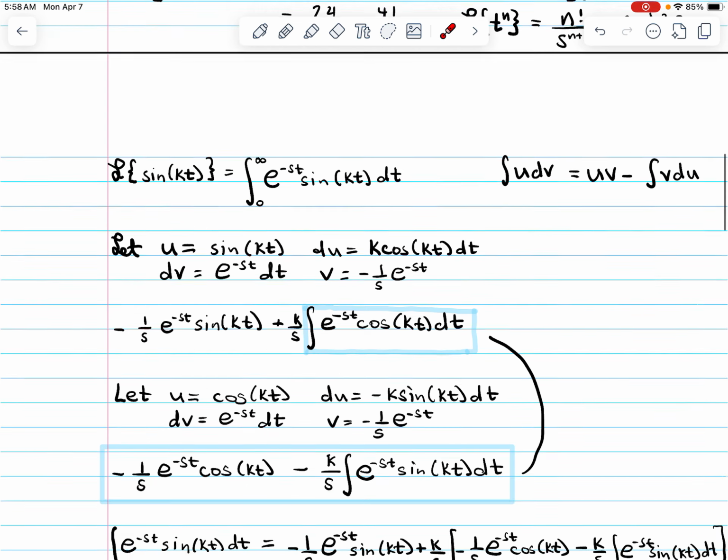So I go to work. I have uv, okay? Here is uv right there. See? Here's u, and here's v. So there's uv minus v du. Now, this minus and the minus in front of the integral of v du make a plus. So what I've got here is v du, so that's going to be k over s, the integral, this integral right here.